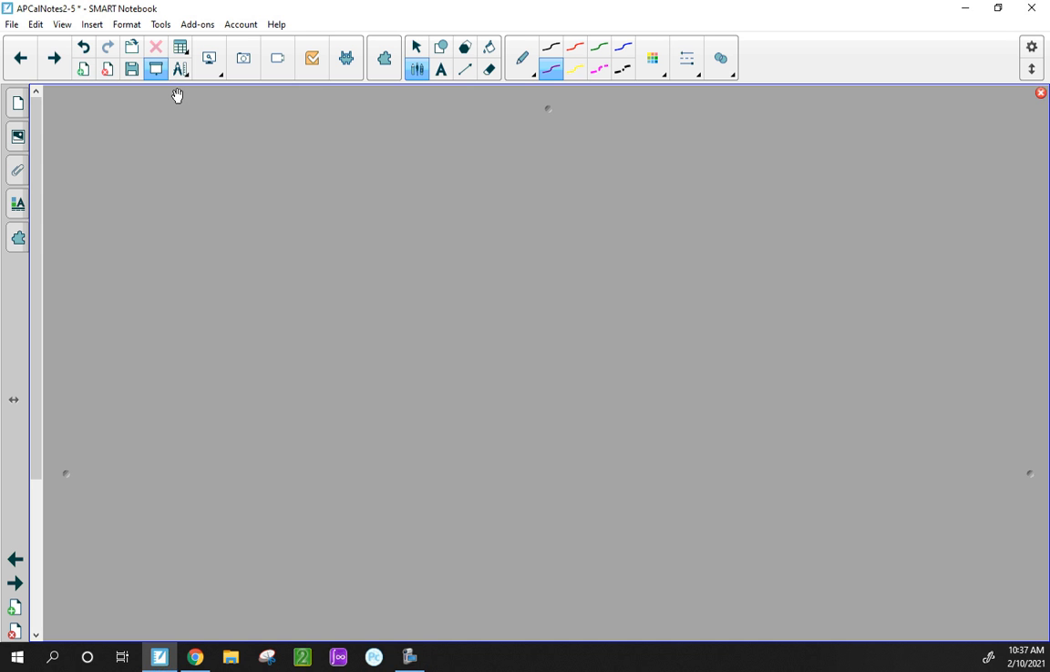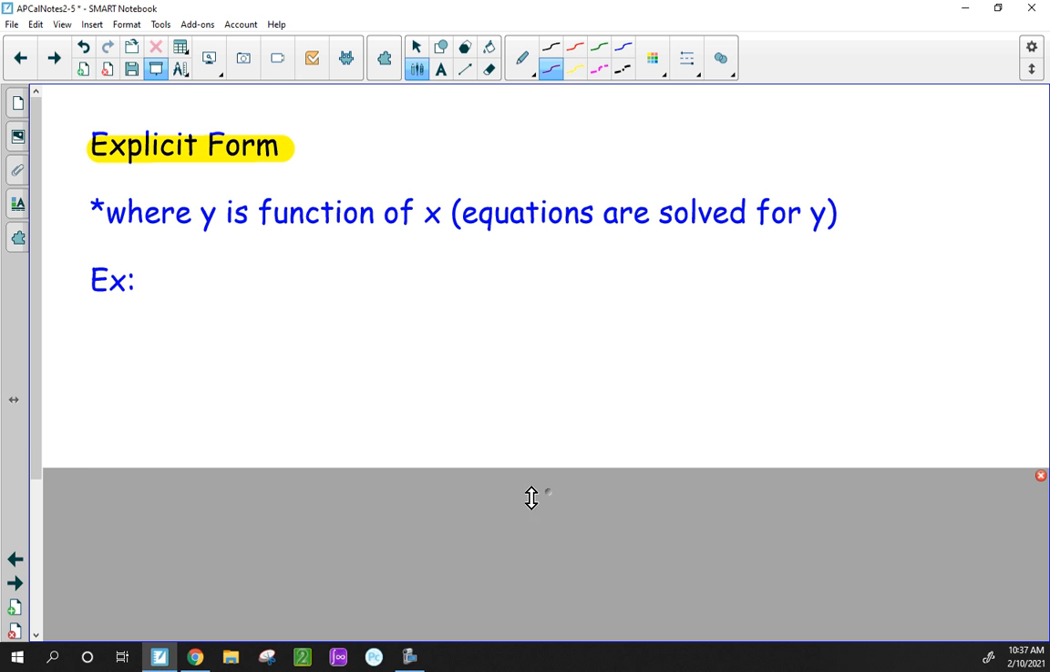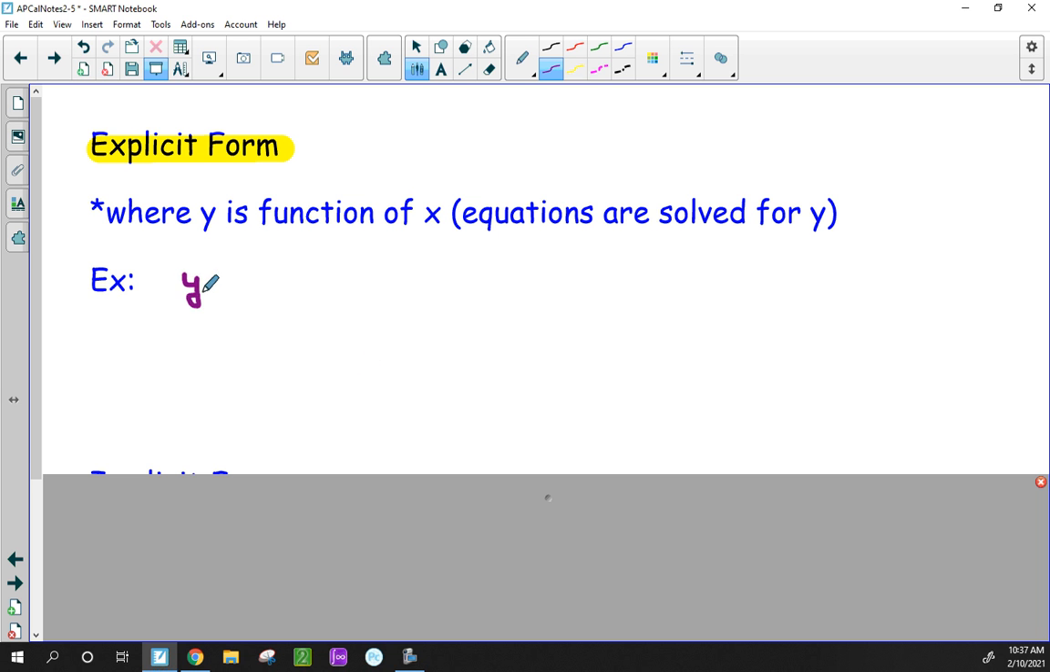Explicit form is where y is a function of x. Equations are solved for y. This is what you have been used to. So, for example, in Algebra 1, when you saw equations like y equals 5x, it was already solved for y, and it was called explicit.